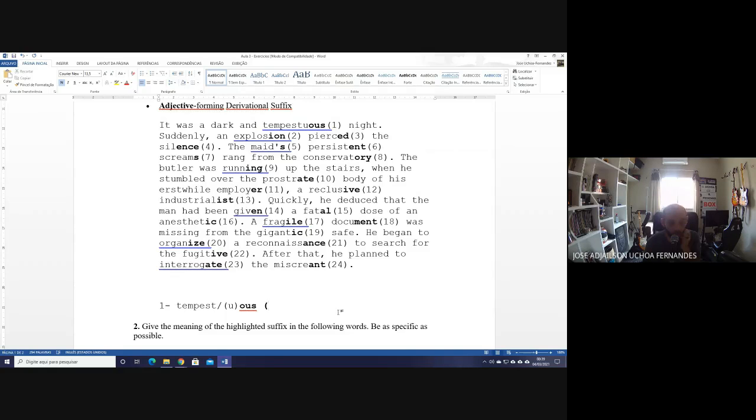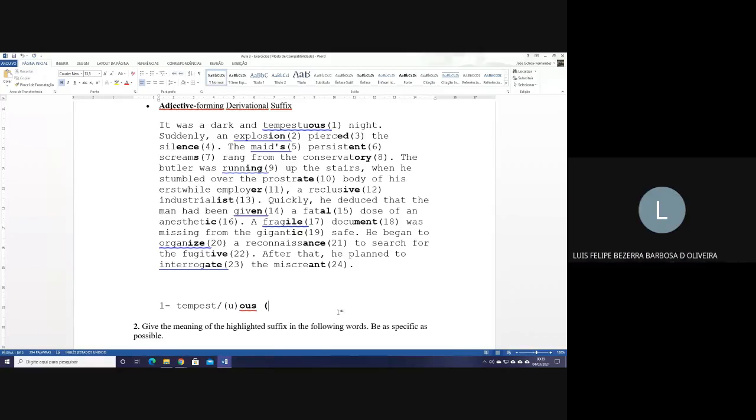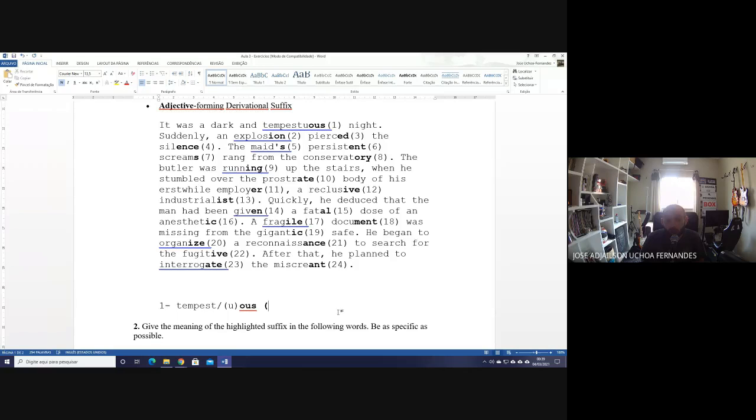Is it working to change meaning, or to submit the word to grammar? Is the meaning of tempest the same meaning as tempestuous? Kind of. What changes is the grammatical aspect of it, isn't it? There is a syntactical aspect. Yes, syntax is part of grammar.